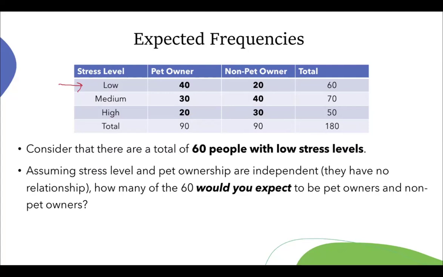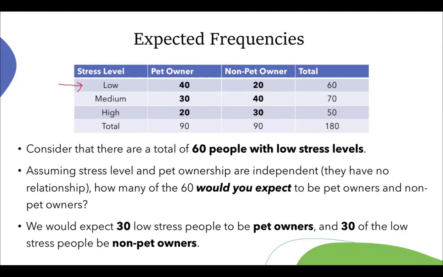If there's complete independence and there's no relationship and 60 people are low stress, then we would expect it to be split in half. We would expect about 30 low stress pet owners and 30 low stress non-pet owners to make up the 60. If there is complete independence, that's what we would expect. So I'm going to put a 30 here and a 30 here. These are what we would expect to occur if there is complete independence.